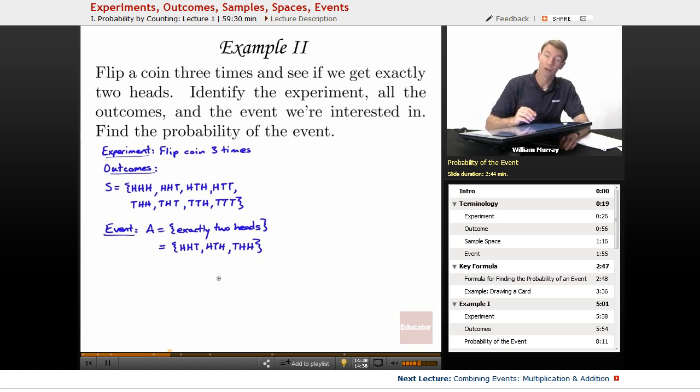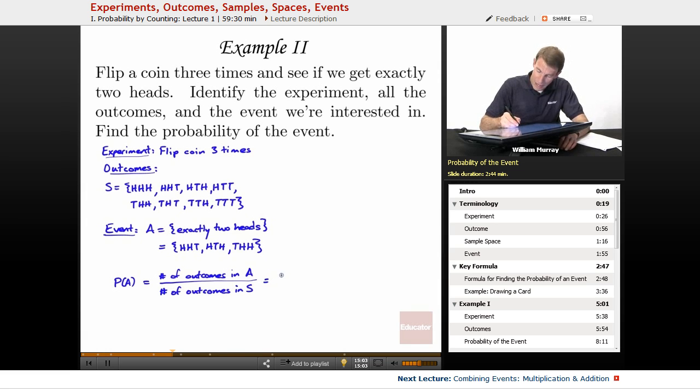And then finally, we want to find the probability of the event. The probability of A is the number of outcomes in A, divided by the total number of outcomes in our sample space, in our probability space, outcomes in S. And so in A we had 3 possible outcomes, in S we had 8, and that doesn't reduce, so our final answer there is 3/8. That's the probability of getting exactly 2 heads when we flip a coin 3 times.